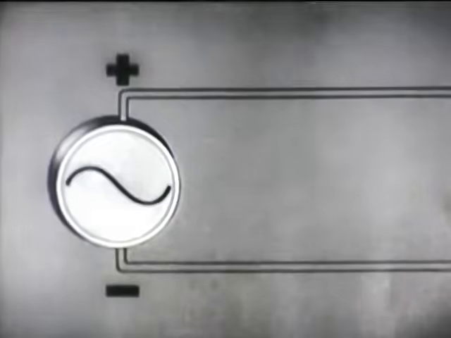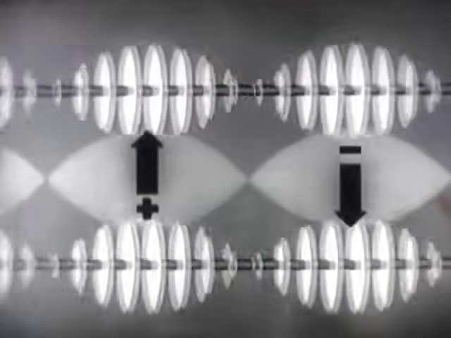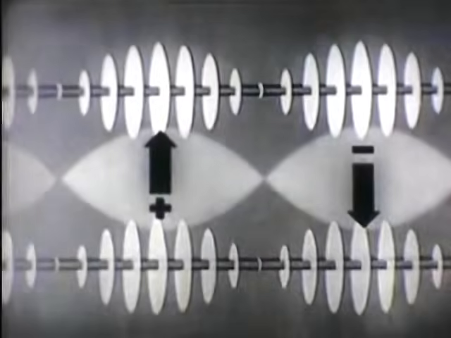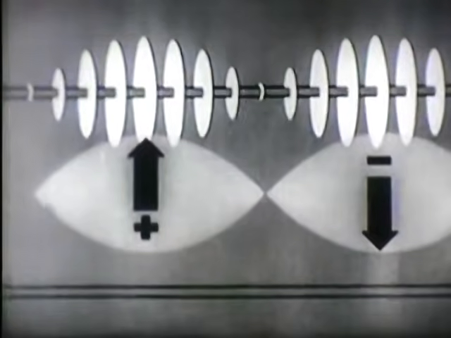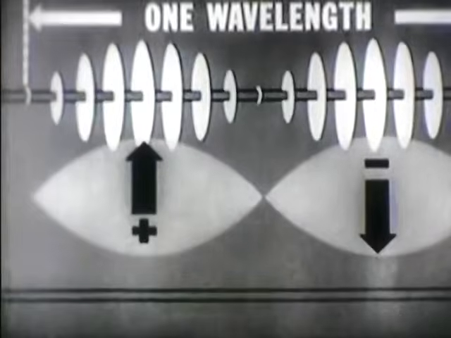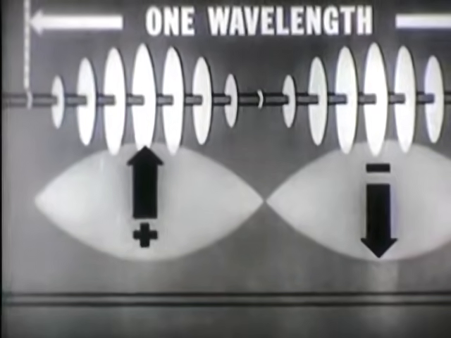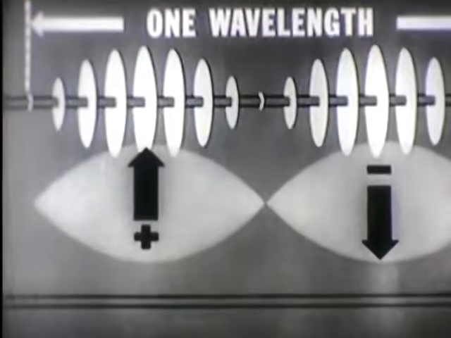Letting our generator run, we see the actual wave motion of electrical energy produced along the line by an AC generator. This represents the electrical energy produced by one complete cycle of the generator. It is one wavelength, or the measurement of the distance traveled by the electric impulse during one cycle of the generator.